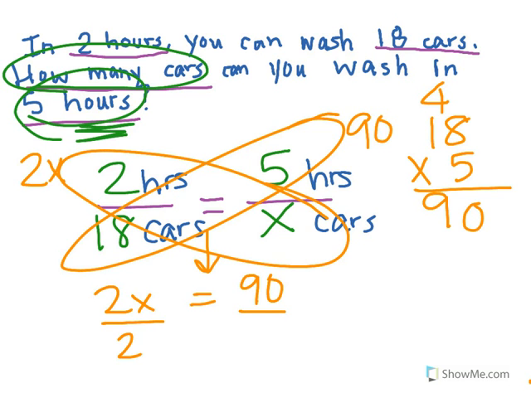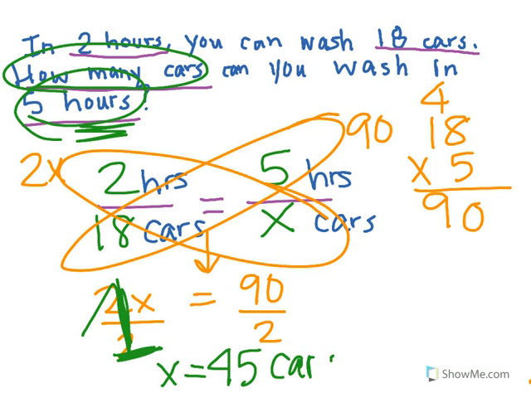The opposite of times 2 is divided by 2. We'll do that on each side. 2 divided by 2 gives me 1, and 1 times x is just x. And so we're left with x is equal to 90 divided by 2 is 45. And this is 45 cars. Or if we were to continue at the same rate as this 2 hours for 18 cars, in 5 hours we could wash 45 cars.